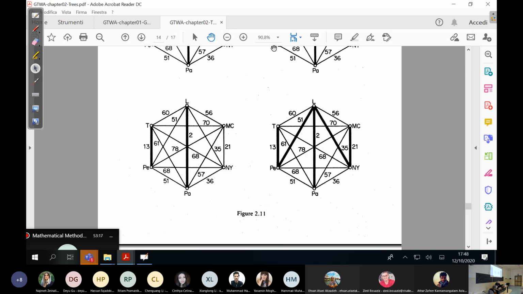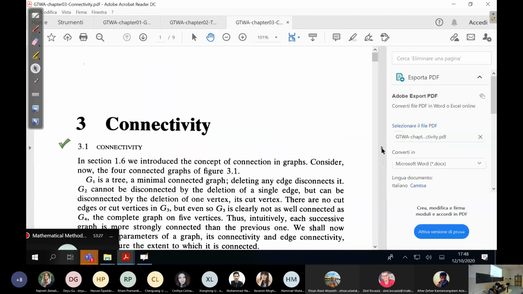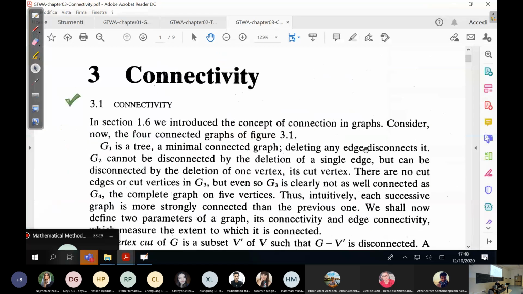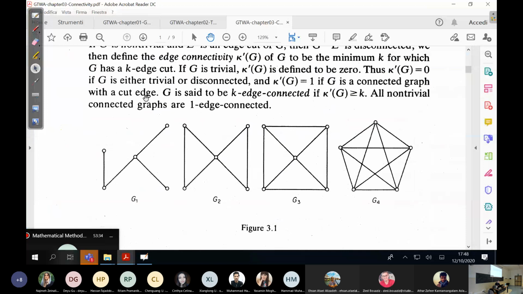End of this part. Let's go to the next very, very short chapter, which is connectivity. They start by saying, okay, you already know what connection is, what a connected graph is, and actually what is minimally connected, as we have seen, is a tree. Okay, if we have a tree, it is connected, and we know that every edge is a cut edge. So deleting one edge would surely disconnect the graph.